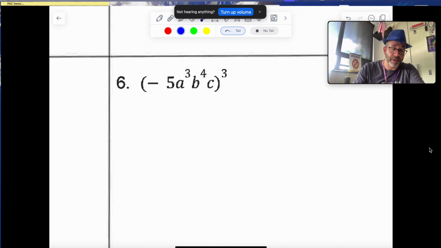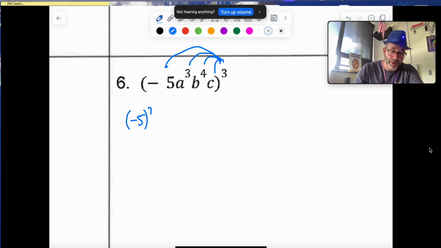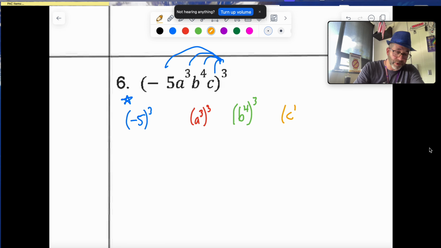Take a look at number 6. All right? We've got to take a second and talk about this one because there's something wonky that's going to happen. Because we have a number on the outside, that 3 is going to be distributed to everything that's inside of my problem here. So my first part is going to be a negative 5 to the 3rd. I'm going to put a star by this because that's the thing we have to talk about. We're going to have an a to the 3rd to the 3rd, a b to the fourth to the third, and then a c to the first to the third. Remember, there's a 1 right here since it's not written.